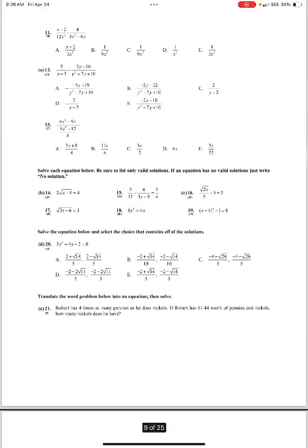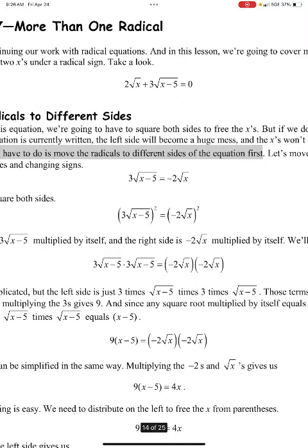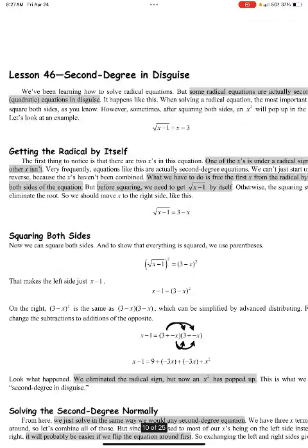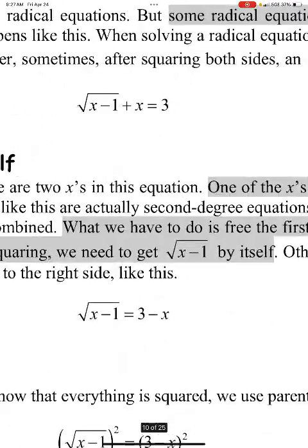All right, next one. What if there's more than one radical? Is that the same? No. All right, second degree in disguise. Sometimes this looks like it's going to be a square root problem, but when you work it out to try to get x by itself, it turns into a quadratic.